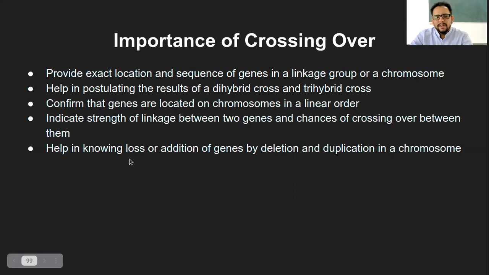It also helps in knowing the loss or addition of genes, either by deletion or duplication in a chromosome. If the original distance is changed by deletion or duplication in a particular chromosome, we will come to know it because the percentage of crossing over changes. These are the different uses, or importance, of the crossing over process.